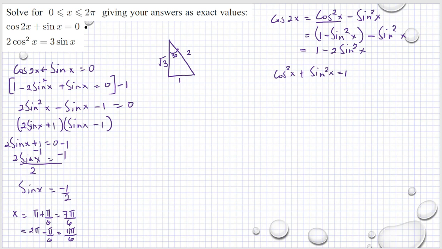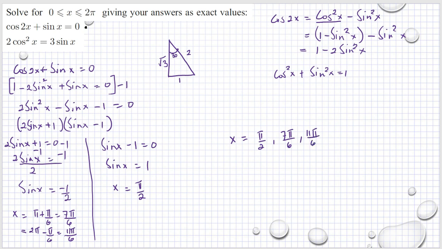Okay, and then we have the other one. If we do this, then we have sine x minus 1 is equal to 0. Then we have sine x is equal to 1. So we have x is equal to pi over 2. And that's it. Pi over 2. So our x now is pi over 2, 7 pi over 6, and 11 pi over 6.